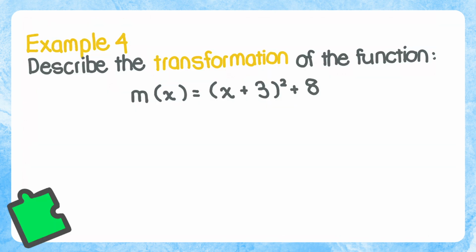Please try this final example on Edpuzzle. Describe the transformation of m of x equals x plus 3 quantity squared plus 8. Be sure to correctly identify h and k.